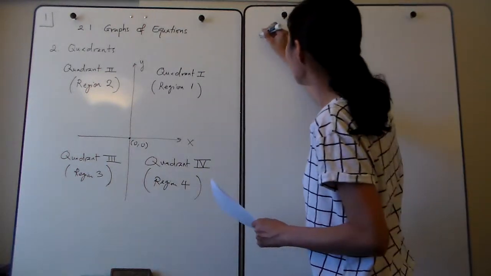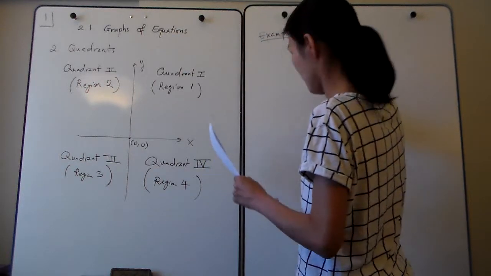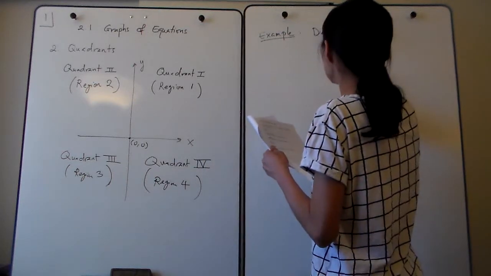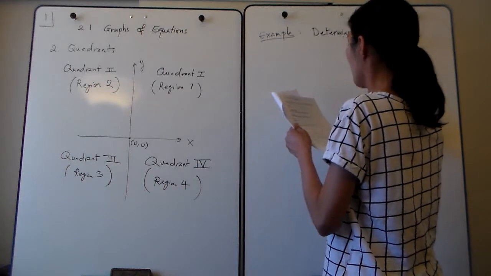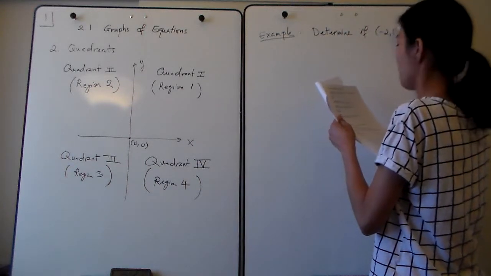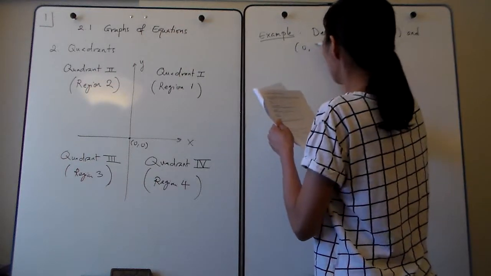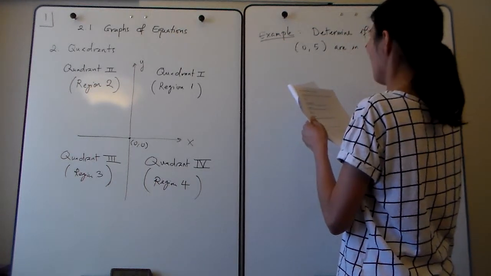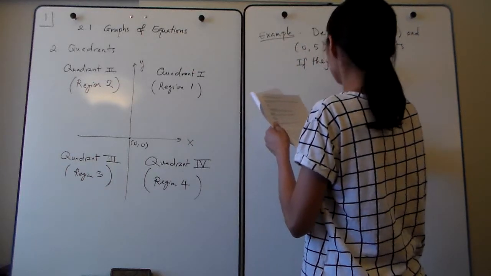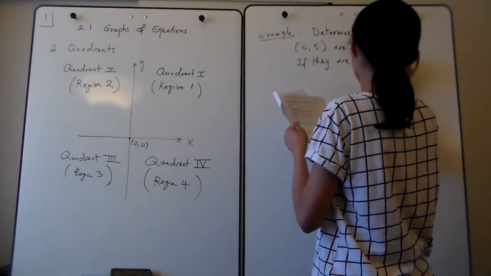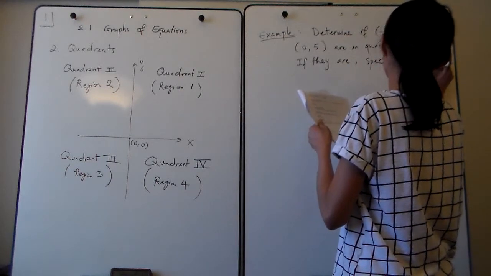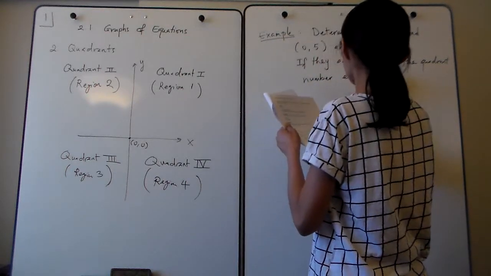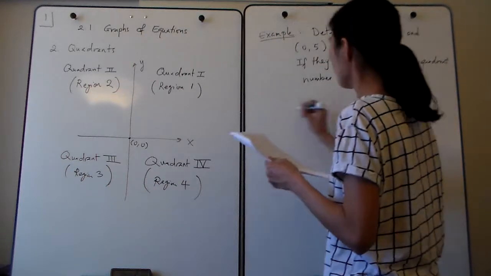Now, let's try the example here. Determine if (-2, 1) and (0, 5) are in quadrants. If they are, specify the quadrant number. Each point is in solution.